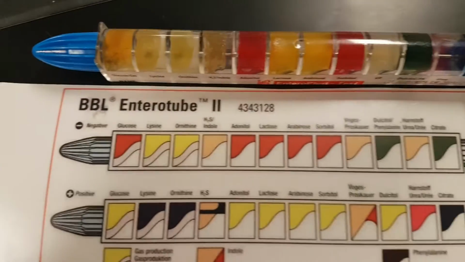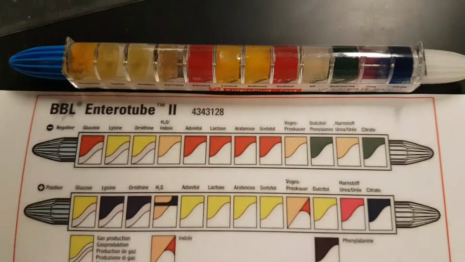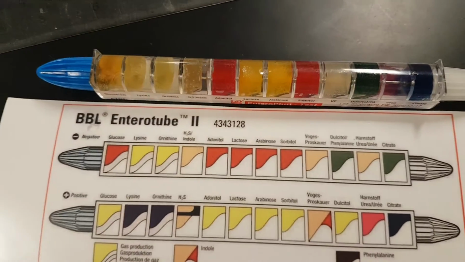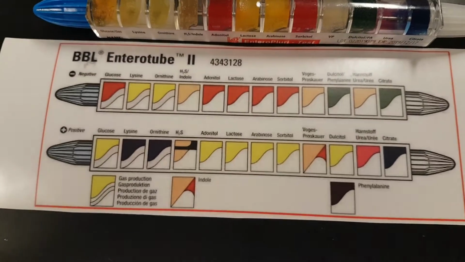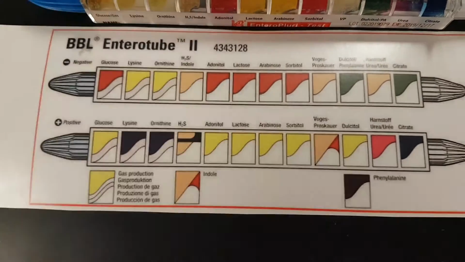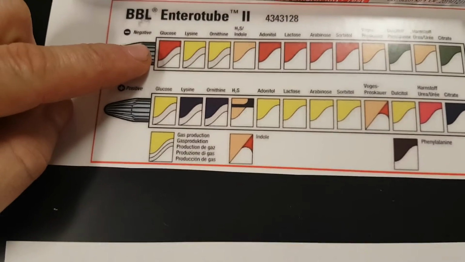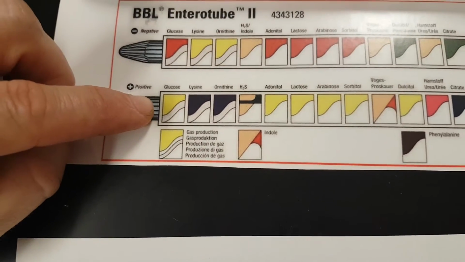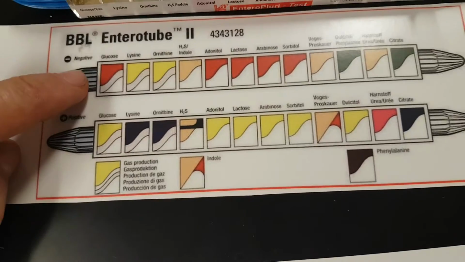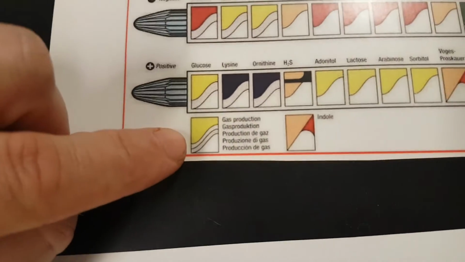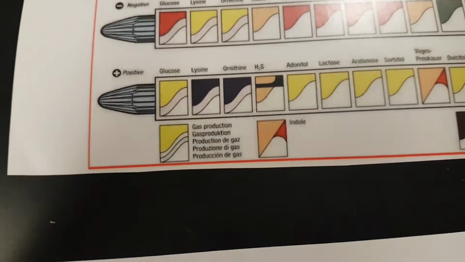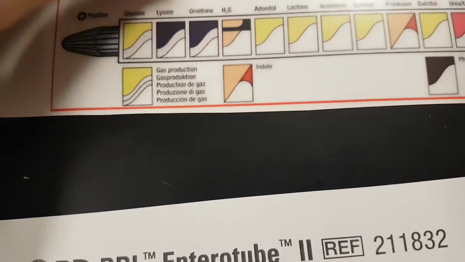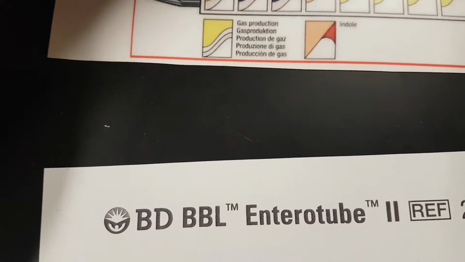The top row is what it looked like before it was incubated, before anything was put in it. And the bottom row is what it would look like if there were a positive result in each of the chambers. So for instance, a positive result for glucose would result in a yellow color. There's also, for glucose, looking at gas production, and it shows here as a little squiggle. Look for a bubble, and that may or may not be easy to see in yours.